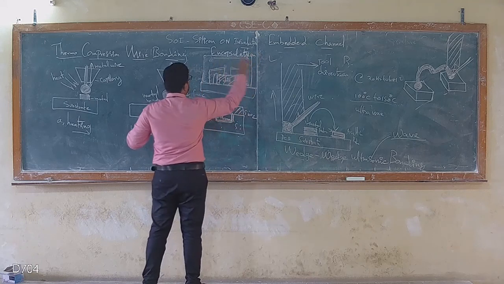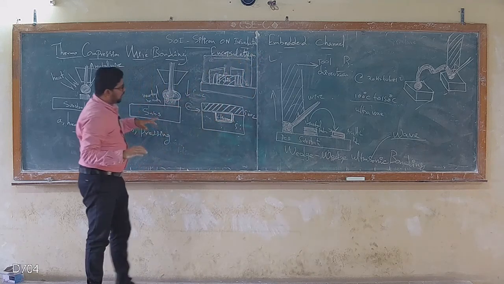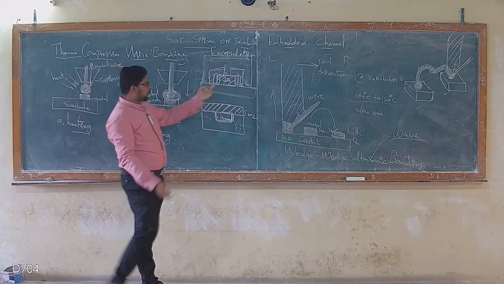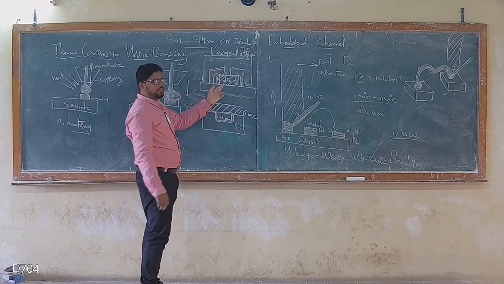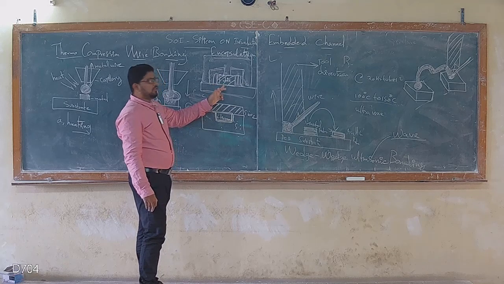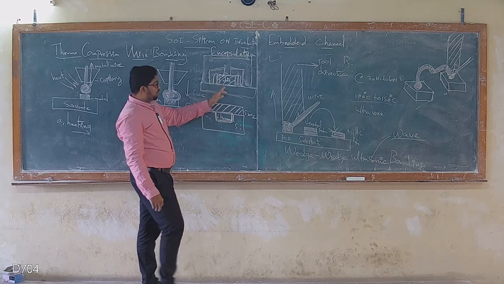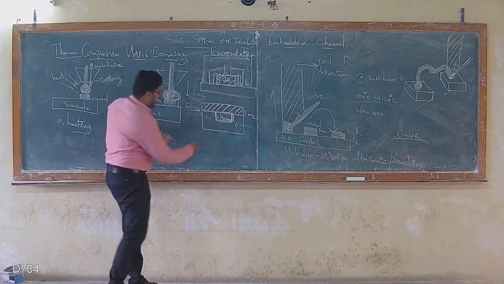So this is encapsulation, which is a molded form over an IC. So my IC is protected from the environment. The objective of encapsulation is that I should isolate my electrical chip from the environment. Whereas sealing, this is sealing.